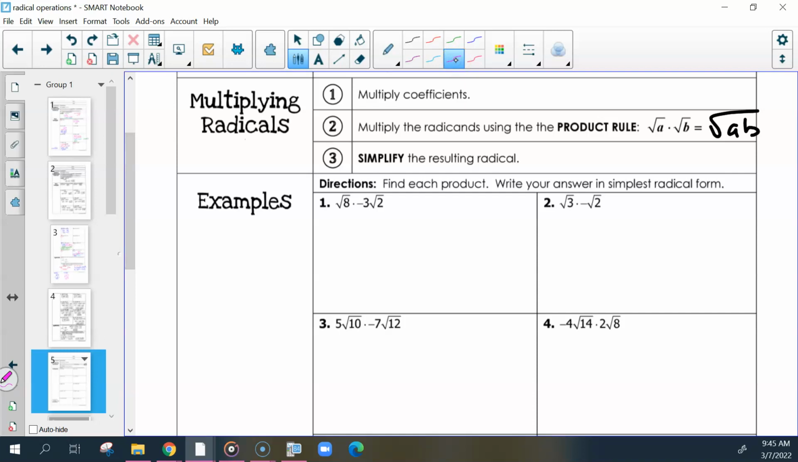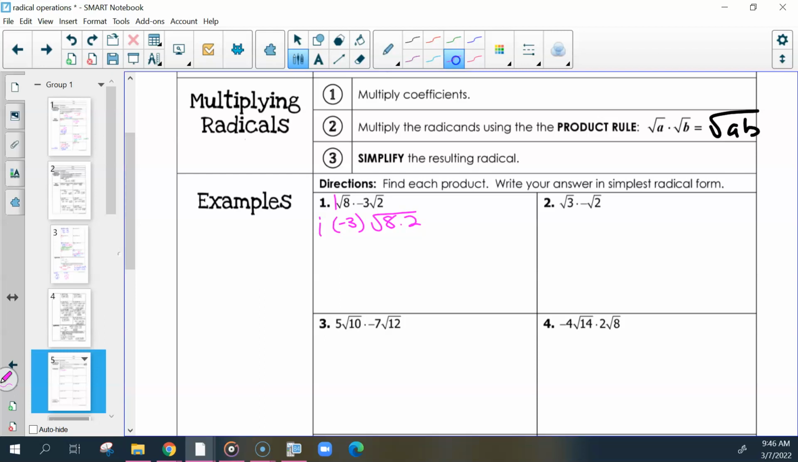For number 1, you have an invisible 1 on the outside here. So you're going to multiply 1 times negative 3. And then on the inside, you're going to be multiplying 8 and 2. So, say that one more time. Multiply the outsides together and the insides together, yes.